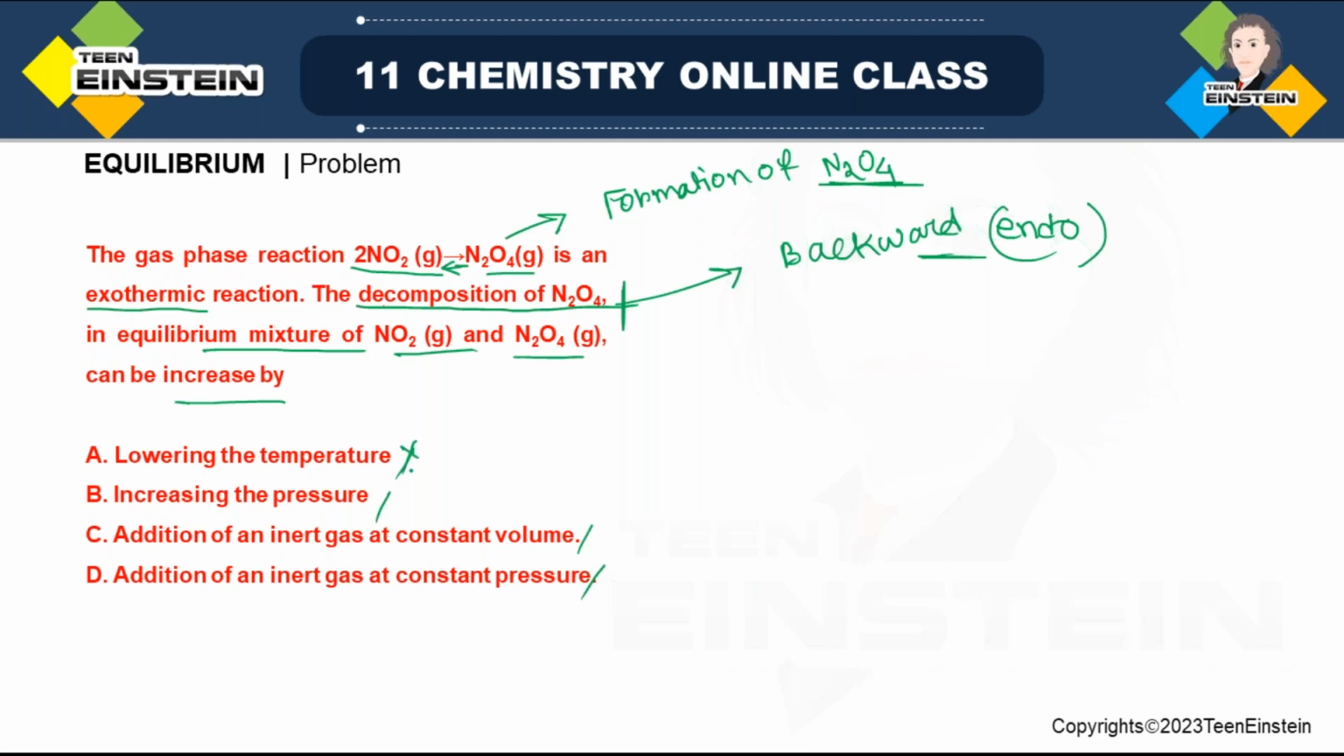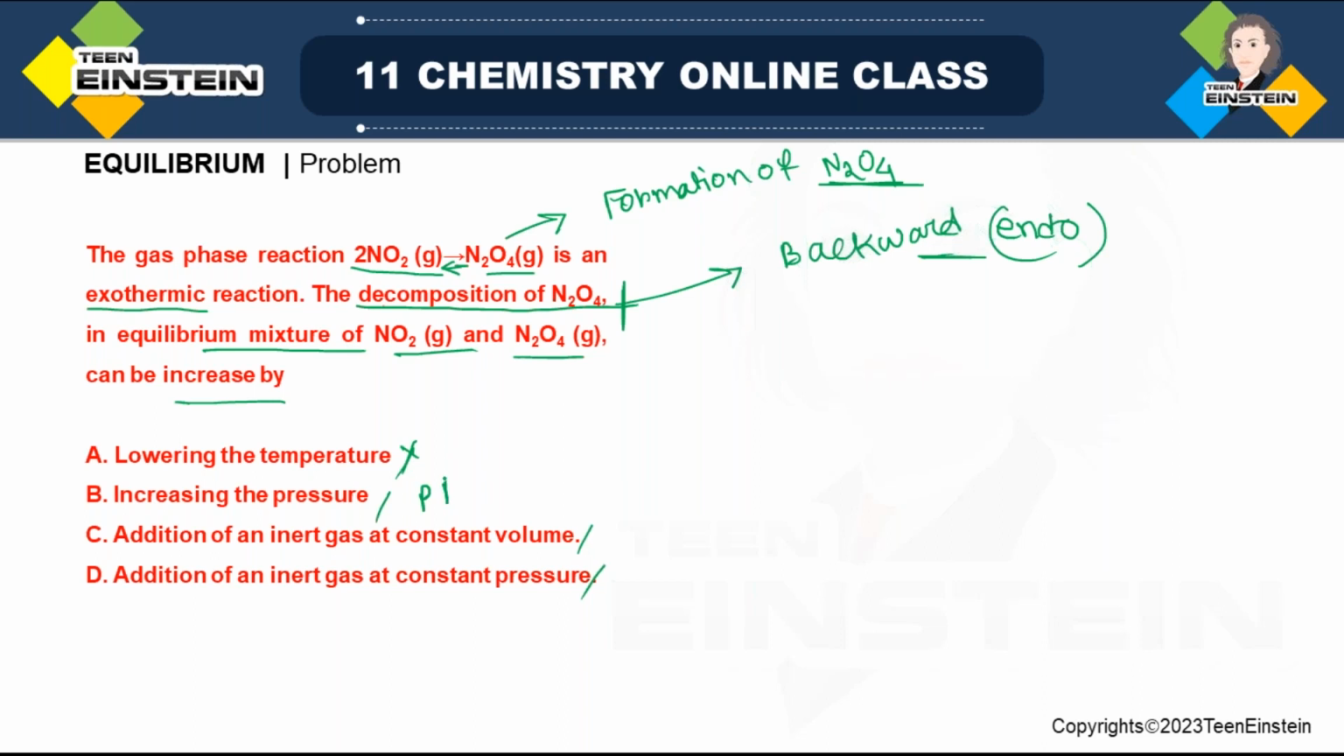Then increasing pressure. So when we increase pressure, volume is basically decreased. So when volume is decreased, that means we have to consider that direction by which the number of moles is less.